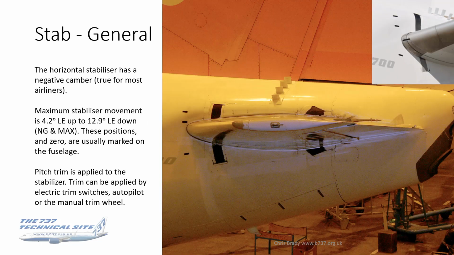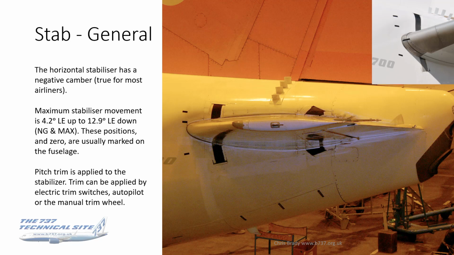Alright, first off, the horizontal stabiliser. The first thing you can see in this photograph is that it's got a negative camber. And that's actually true for most airliners, and in fact an awful lot of aircraft. I won't go into the heavy aerodynamics of why that is, but just because the stab has got a negative camber doesn't mean to say it's always giving downforce. I mean, remember it's a function of its angle of attack as well. But as I say, I'll leave that for another presentation.